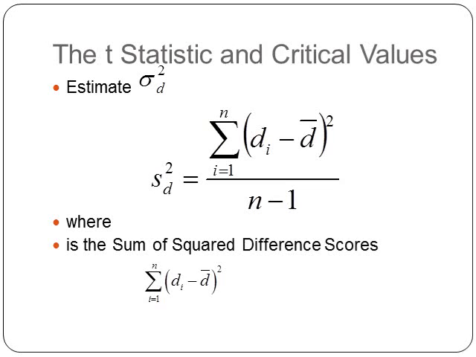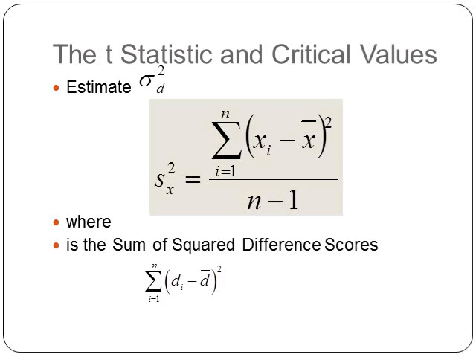For the t-statistic and critical values, we use the estimated variance of difference scores. Just like we did before, we're going to rely on the standard deviation or the variance, but in this case we can just use difference scores. So we can use the sum of squares of difference scores instead of having to do this for both sampling times. Very similar to our variance calculation from a different session.